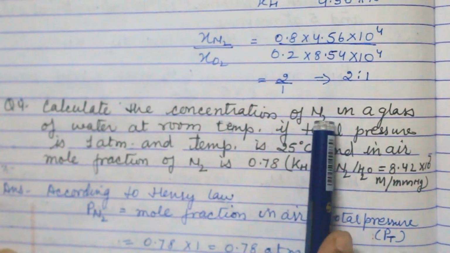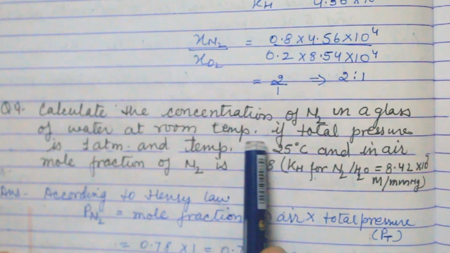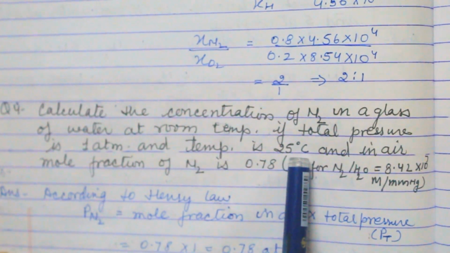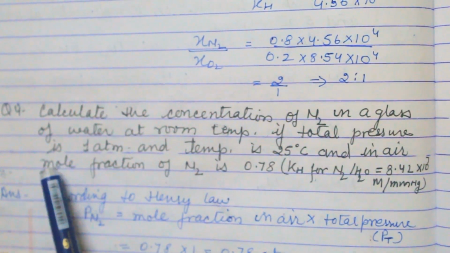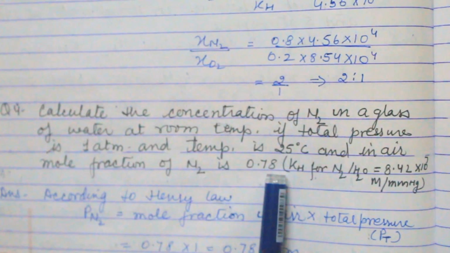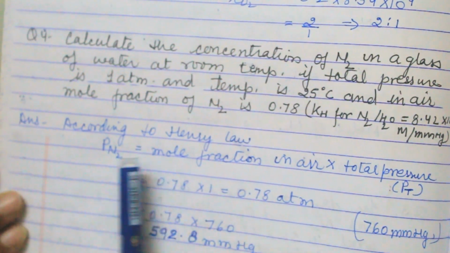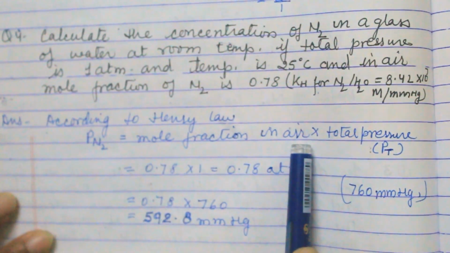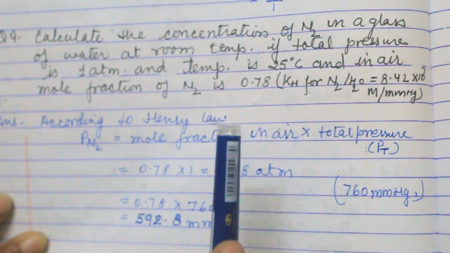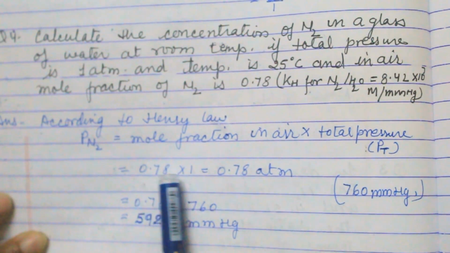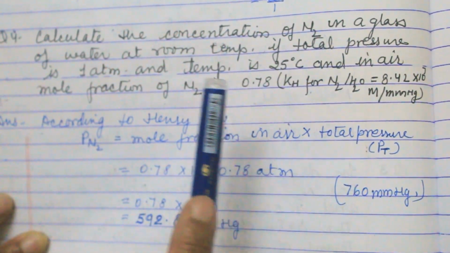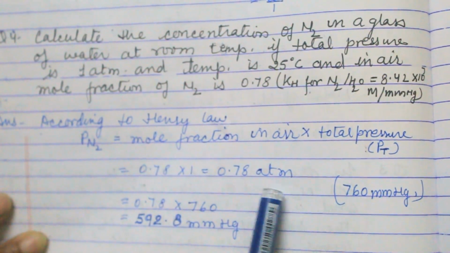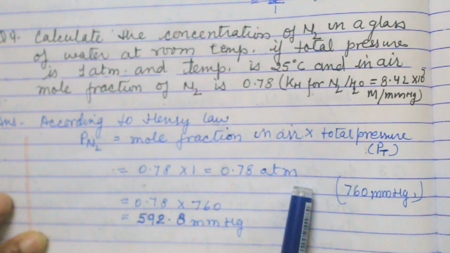Now calculate the concentration of N2 in a glass of water at room temperature if the total pressure is 1 atm and the temperature is 25 degrees centigrade in air. The mole fraction of N2 is given. So according to Henry's law, we have to find out the pressure, which is the mole fraction times the total pressure. The total pressure is 1 atmosphere, and this is the mole fraction. When we multiply both, the same answer comes.